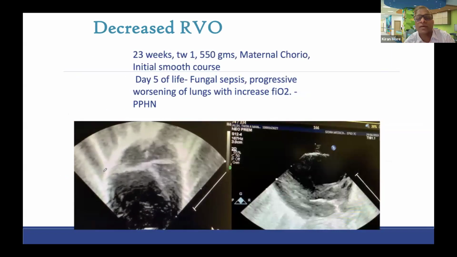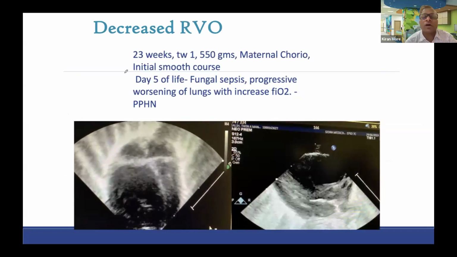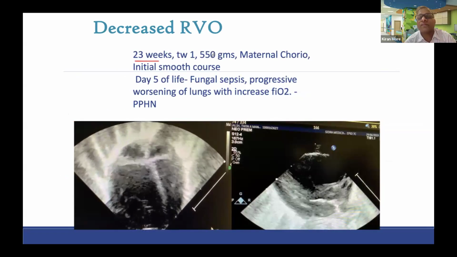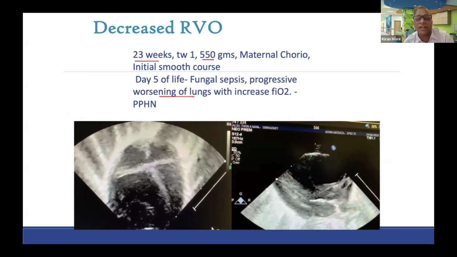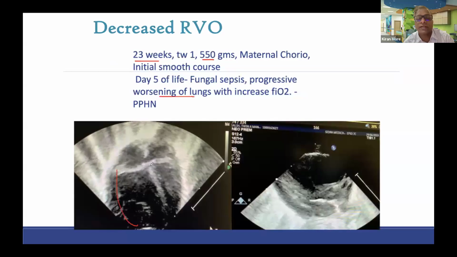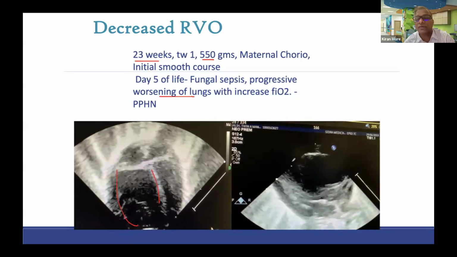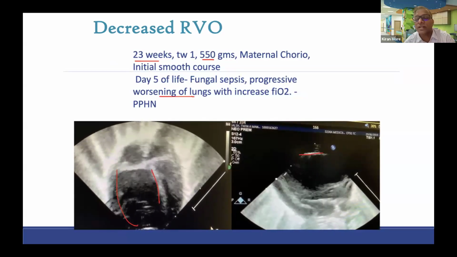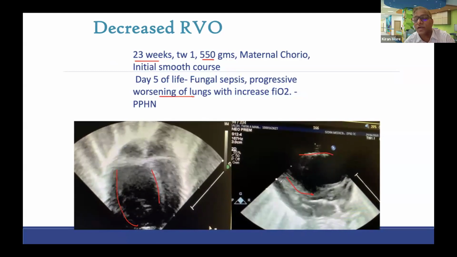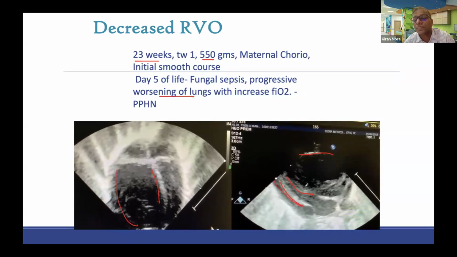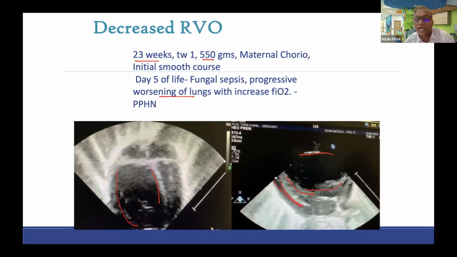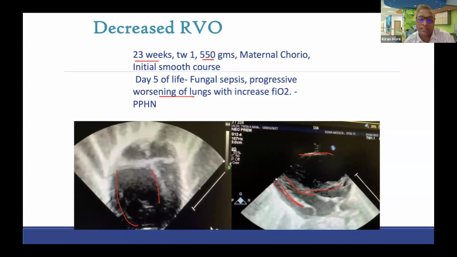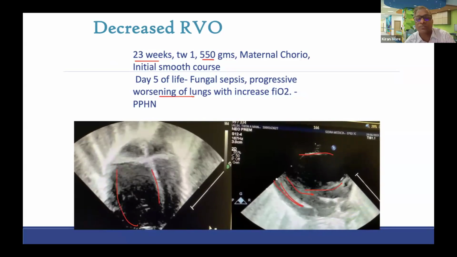And this is a baby with decreased RVO, 23 weeker, only 550 gram. And then worsening of the lung, the RV failed. You can see RV so dilated and it failed. Even here you can see RV is massively dilated. Even the septum is like here. You are hardly able to see the LV. So your RVO is very low. So you know that this RV has failed and the systemic perfusion also is poor.